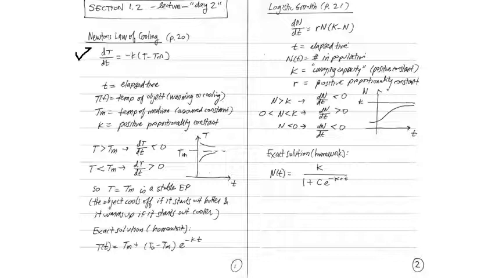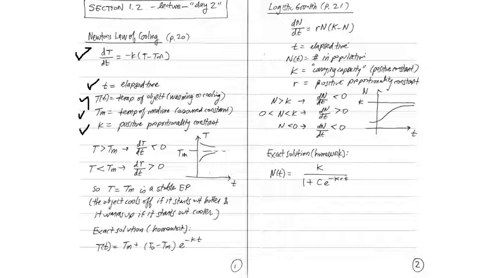T sub m represents the temperature of the medium, which is assumed to be constant. The medium typically is something like a refrigerator or stove, or it could even be something that's left in a room and warming up or cooling down to room temperature. k is a positive proportionality constant.